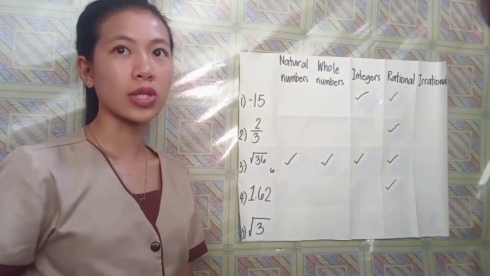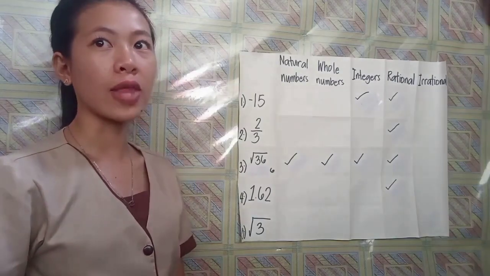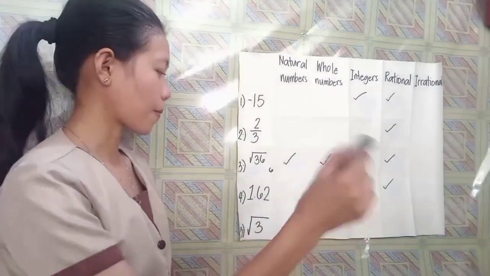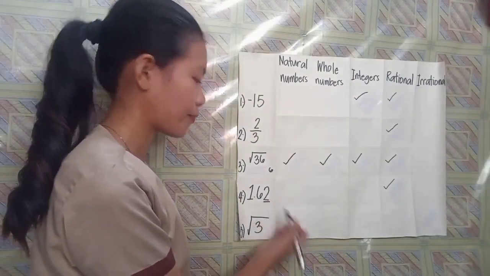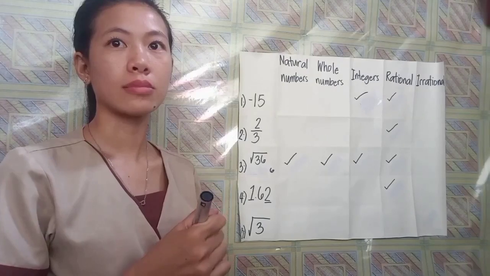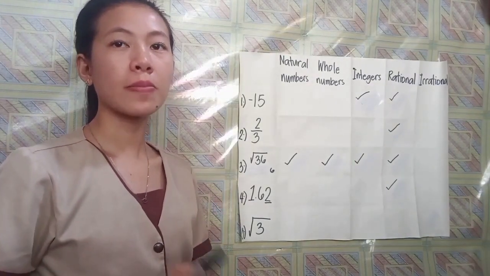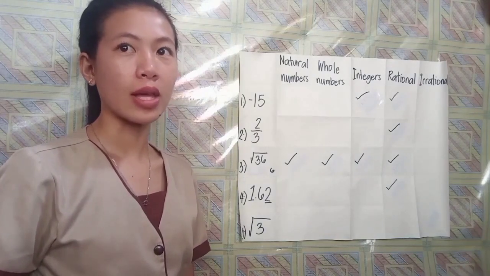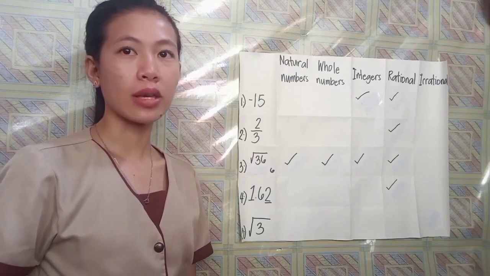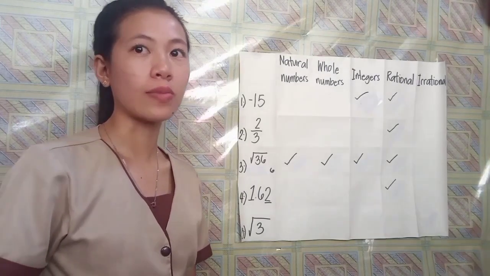if the decimal values are terminating or repeating. If we say terminating, they have a last digit. In this case, the last digit is 2. If we say repeating, the decimal places show a pattern of digits that repeat. But if non-terminating and at the same time non-repeating, then those decimals are considered irrational numbers.